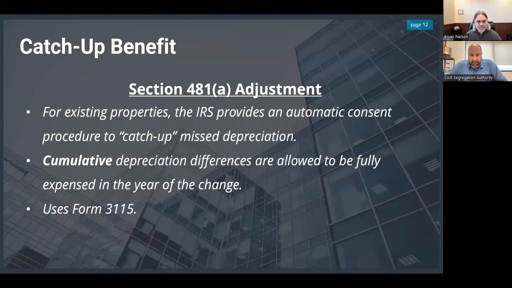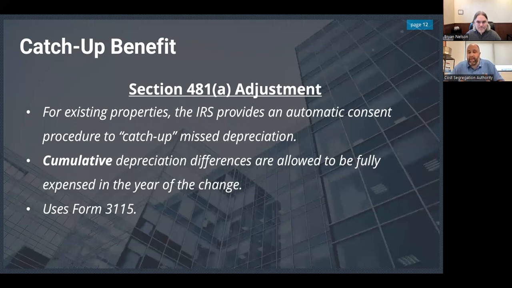So catch-up depreciation, as I mentioned, is just when you've already had a property on the books. So let's say I bought a property in '17, been depreciating it over the last 5 years, just taking my standard straight line deduction. I find myself with a tax liability here in 2023. I can actually do a cost seg study on that property. Even though I've been taking my straight line depreciation, I don't have to go back and amend any prior years, and I get to bring forward all that missed depreciation. And that's called a catch-up benefit, or the technical term is a 481A adjustment.